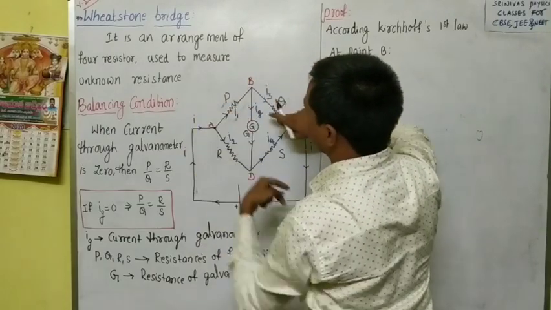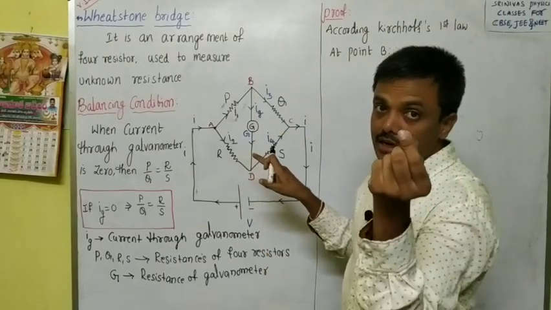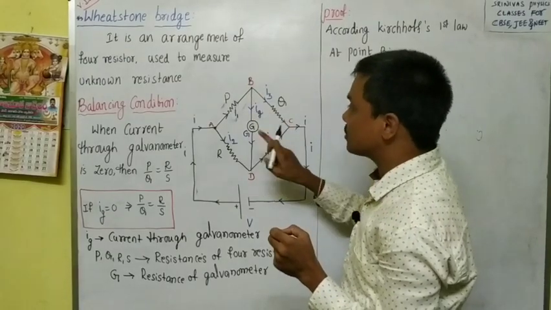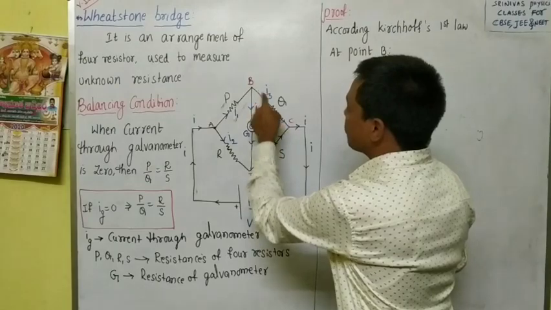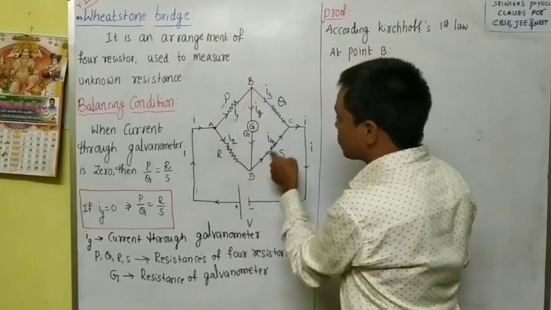I3 will go through the Q resistance, and Ig will go to the galvanometer. A galvanometer is a device that is used to measure small currents, right? It can measure small currents. And on this side I3 will go, and on this side Ig is coming. I2 and Ig are combined, and it will go as I4.